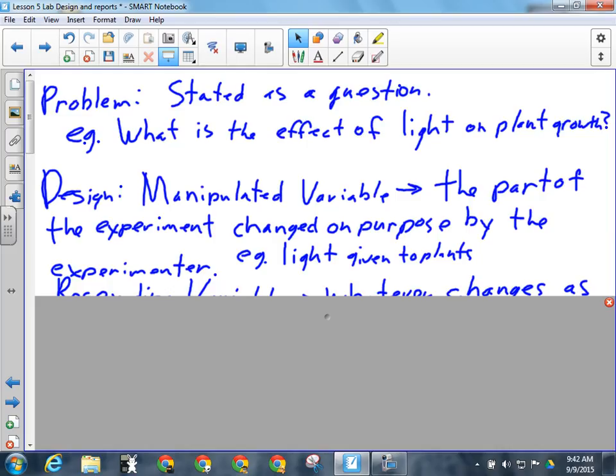So manipulated variable, the part of the experiment changed on purpose by the experimenter. In our hypothetical light on plants experiment, the manipulated variable would be the amount of light given to the plants.